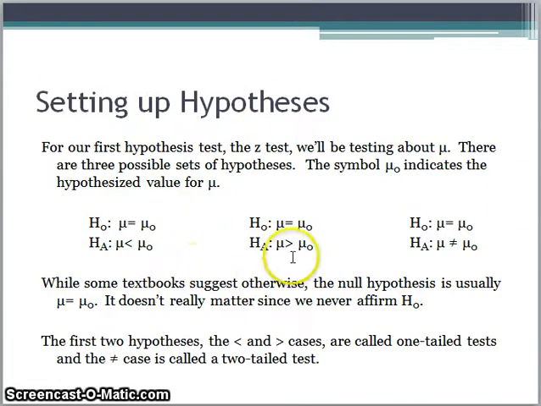The two hypotheses on the left here are called one-tailed tests. So if it's less than or greater than, they call it a one-tailed test. Less than is a lower-tailed test. Greater than is an upper-tailed or a right-tailed test. And then this one is a two-tailed test because you're going to reject H naught if we think that the mean is less than or greater than the hypothesized value.